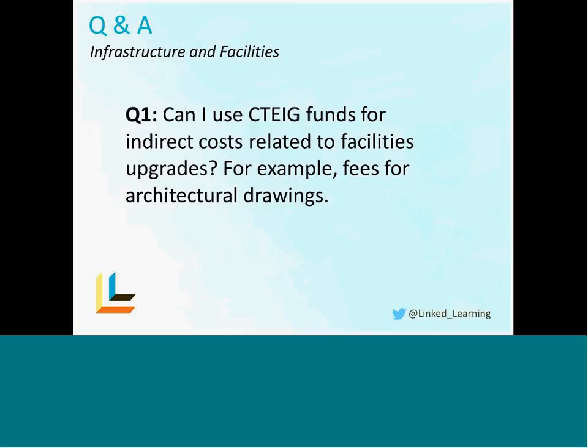Maybe incentive grant funds for indirect costs related to facilities upgrades, for example, fees for architectural drawings? You can use your indirect costs in your district for whatever your district deems necessary. We are talking to districts that are wanting to use CTE incentive dollars for their architectural fees on a case-by-case basis. And the caution being that we want to ensure that the portion of those architectural fees that are related to perhaps the CTE building is what you're paying for, and that you're not paying for the whole project.